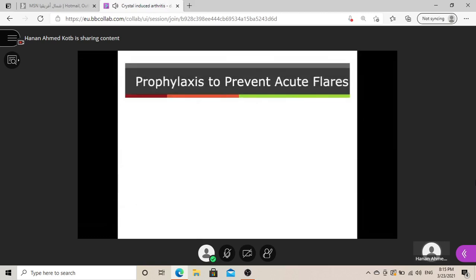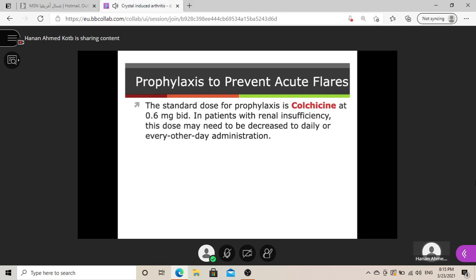Remember when we said colchicine is the classic therapy, but it's not used during the acute attack. So where is its important place? Its important place is in prophylaxis to prevent acute flares. The standard dose of prophylaxis is 0.6 milligram, one tablet, BID, twice per day. In patients with renal insufficiency, this dose may be decreased to daily or even every other day administration. The prophylactic dose of colchicine induces adverse gastrointestinal effects in only 4% of the patients as opposed to 80% with the acute regimen.